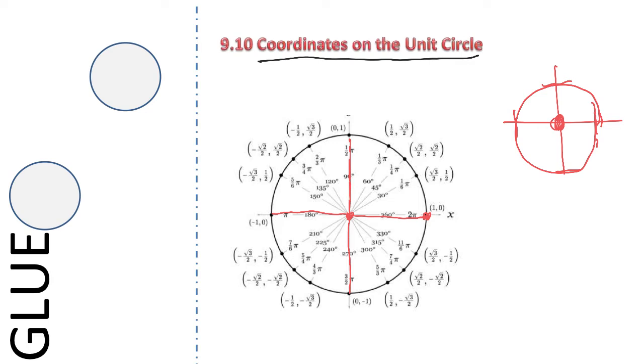Now, to figure out the other coordinates on this circle, we can use our special right triangles. So remember, in a 45, 45, 90, the sides are square root of 2 over 2, and the hypotenuse is 1. So if you look at the 45-degree angle, those are the points, because I go right square root of 2 over 2, then up square root of 2 over 2. So this is my x coordinate and my y coordinate.